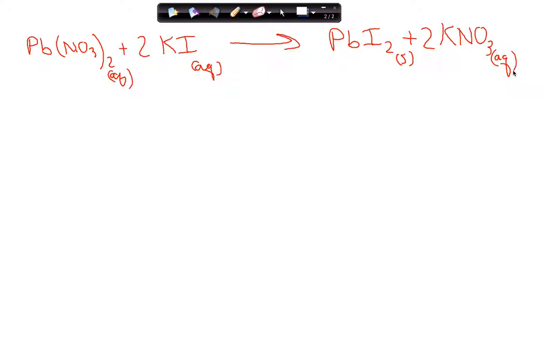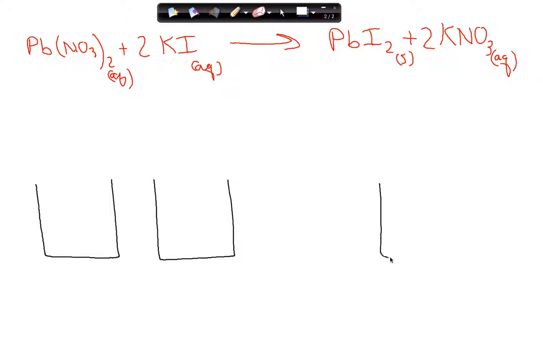Okay, now guys, here's what you're going to do. You are now going to skip down 6 lines. And beneath those 6 lines, you are going to draw 1, 2, and 3 beakers. And then, guys, what you're going to do is put some water in your beakers.